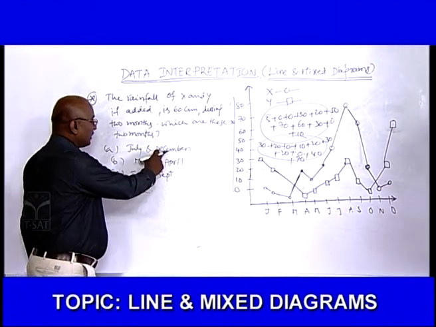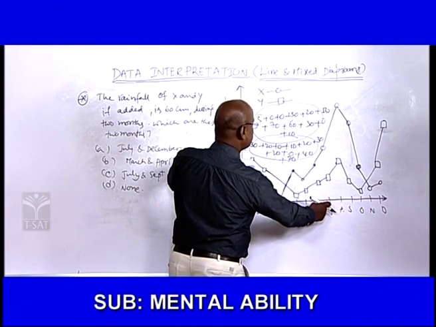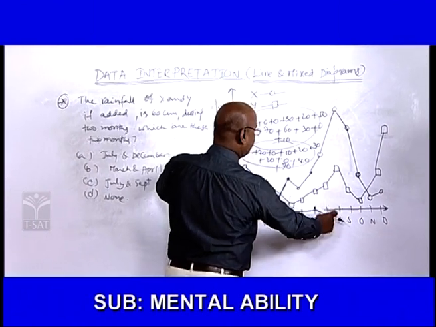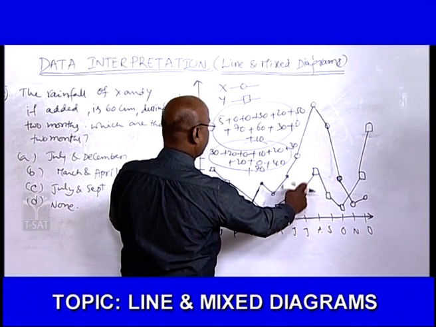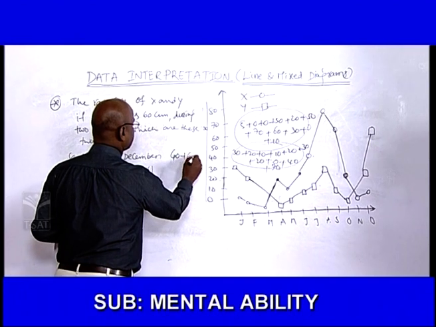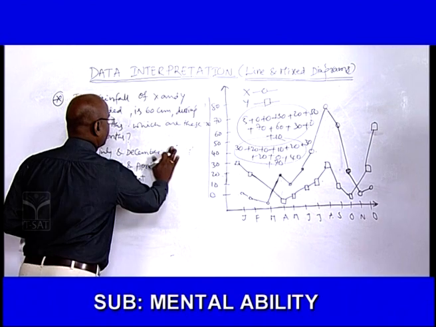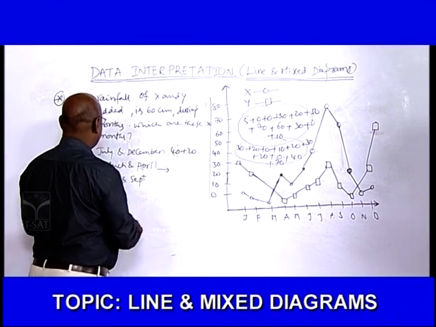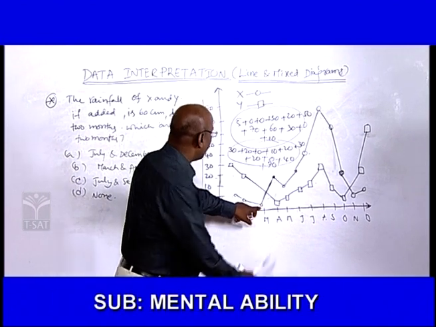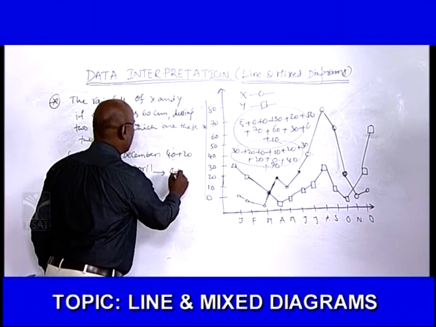So in the month of July and December. In the month of July the rainfall of X is 40 centimeters and the rainfall of Y is 20 centimeters. So this is 40 and this is 20, 60 centimeters. 40 plus 20. And in the month of March and April, X has 0 and Y is around 10. So 0 plus 10.